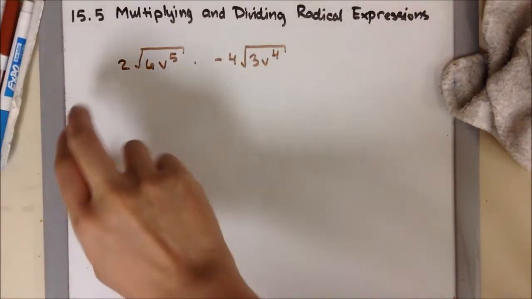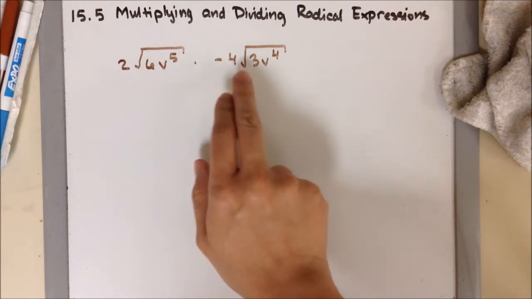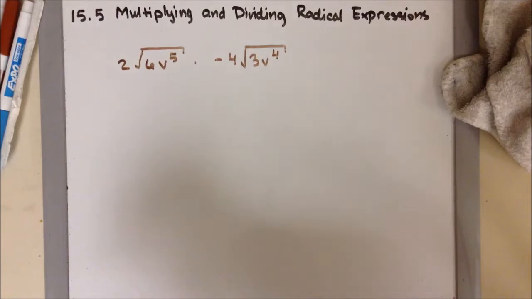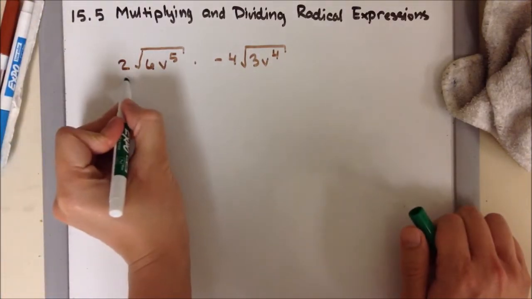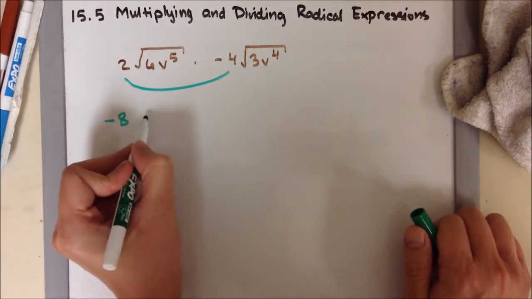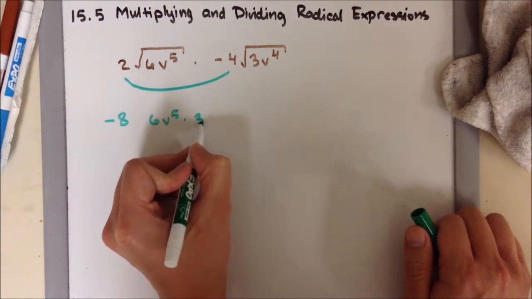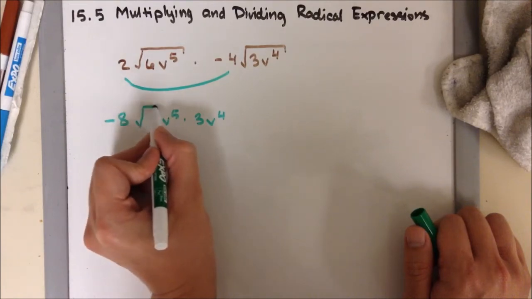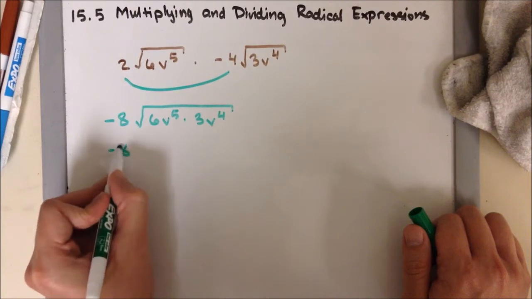In this example, we have 2 square root of 6v to the 5th power times negative 4 square root of 3v to the 4th power. So I'm going to multiply with the same process. 2 times negative 4 first, which would be negative 8. And then I'm going to write 6v to the 5th times 3v to the 4th power inside the square root. I'm still going to have negative 8 outside.